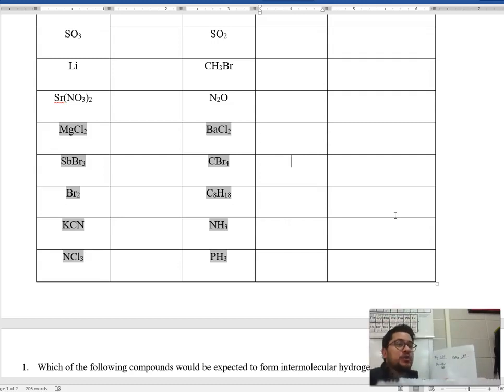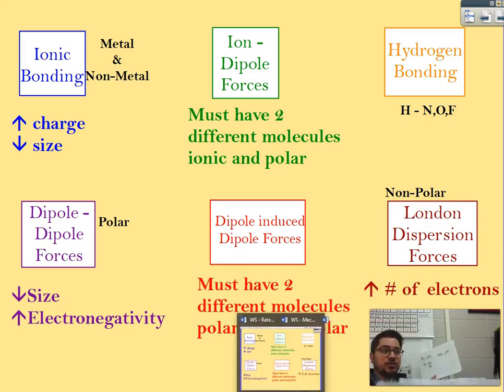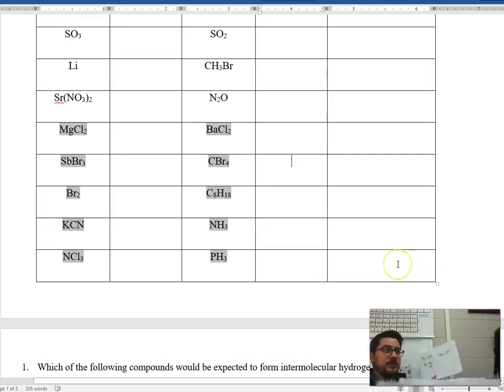Now I have to figure out which one is stronger out of the two. So if I go back to my chart, if they're both London dispersion, I want the one that has the bigger number of electrons. Whichever has the most electrons is the strongest one. So going here, how can I figure out electrons? Just look on the periodic table. Br2 is number 35.